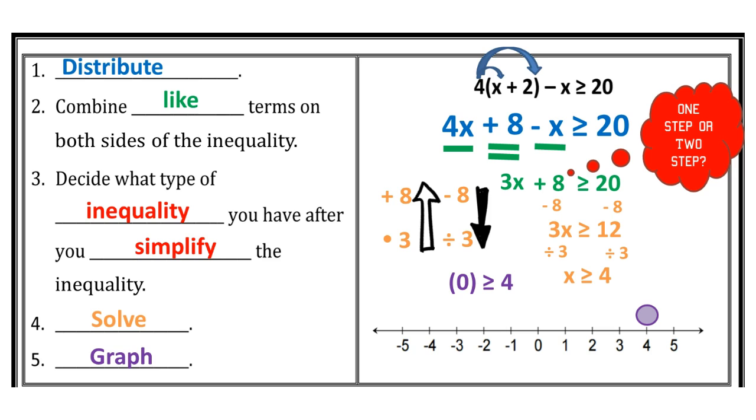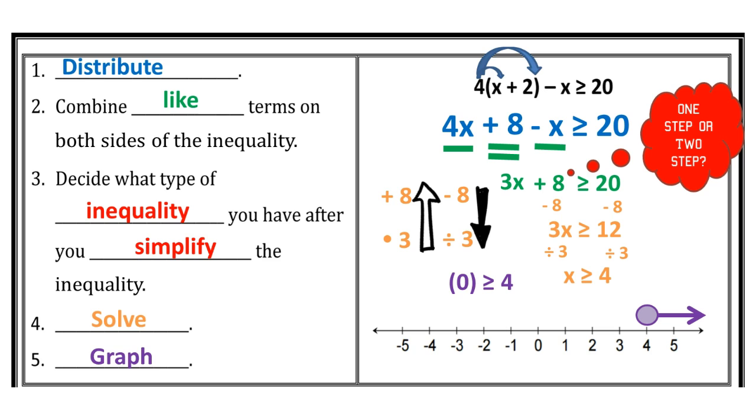If you're not convinced, check any point on the left side. Negative 5 is not greater than 4. 3 is not greater than 4. However, the points to the right, 5 is greater than 4. 6 would be greater than 4. 20 would be greater than 4. 8 billion would be greater than 4.